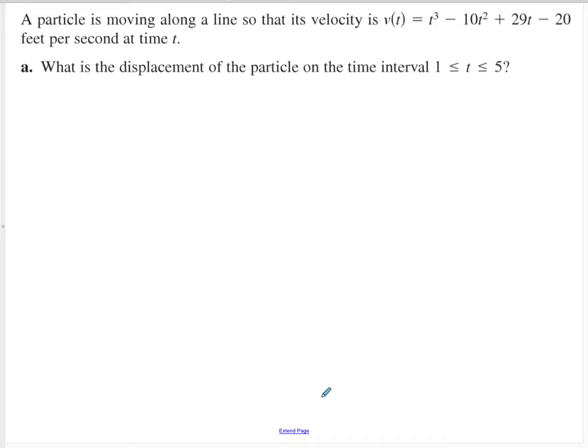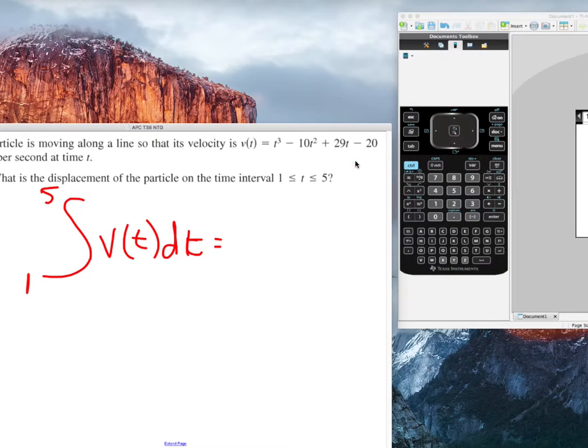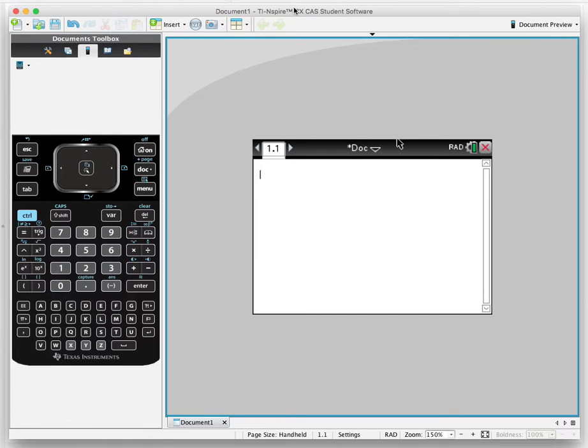All right, so we want to find displacement, which is change in position. So to find change in position, we integrate the rate, which is the velocity. So we'll integrate velocity with respect to time from 1 to 5, and that'll give us our change in position. All right, this one will show setup and answer.